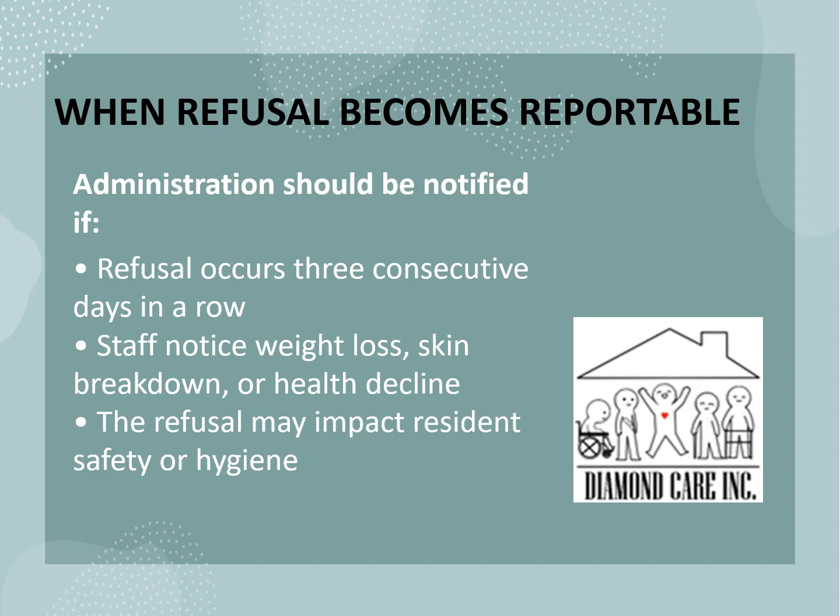When refusal becomes reportable, so administration should be notified if refusals become consecutive, 3 days in a row. Staff notices significant weight loss. So let's say in the course of 2 or 3 days, you're like, I think there's a good poundage of weight loss happening. You're going to report it. Skin breakdown, reportable immediately, or any health decline. Okay, so any health decline, you're going to report immediately.